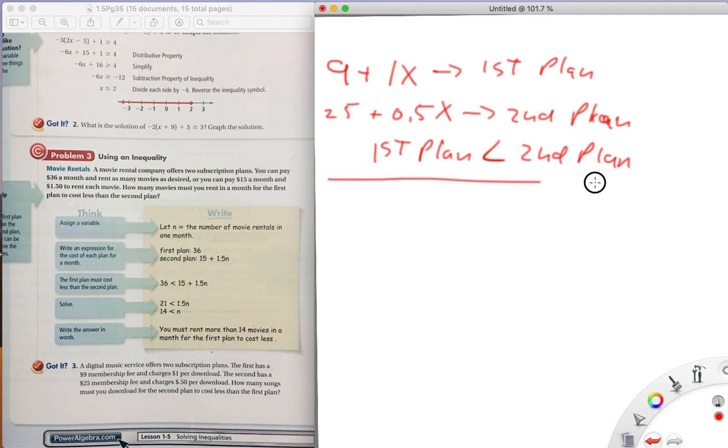Alright, so when I set this up, I'm going to substitute the first plan with 9 plus 1x, or 9 plus x. I'm going to substitute the second plan with 25 plus half of x. I'll just do 1 half x. Same thing.